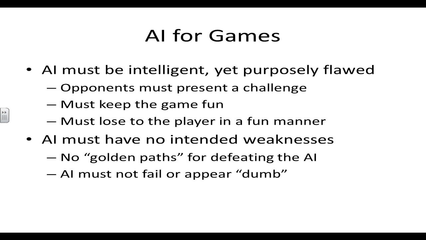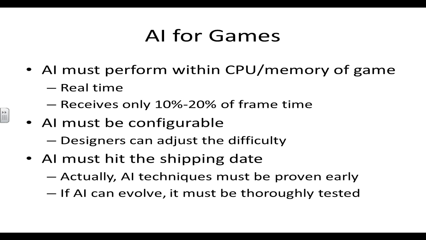But anyway, the AI has to not fail or appear dumb, because otherwise they're going to think that there's no challenge that's really there, and the illusion of artificial intelligence is going to go away. So we have to perform artificial intelligence within the constraints of a real-time system, right? We know we have that issue with graphics, and we can push a certain number of polygons, but realize that on most systems, the artificial intelligence only receives between 10 and 20% of the overall CPU time.